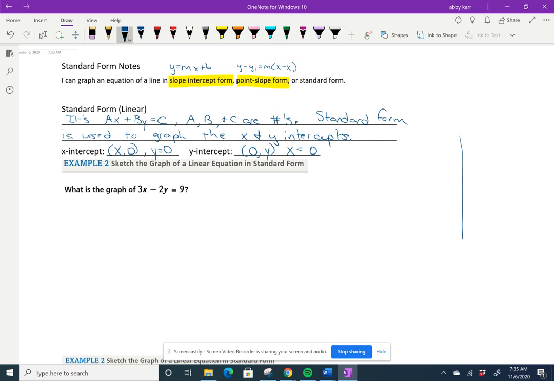Because think about the graph that you draw. Anywhere on this y-axis, you are not moving left or right, so that is why the x is 0. Anywhere on the x-axis, your y is always going to be 0 because you're not moving up or down any.